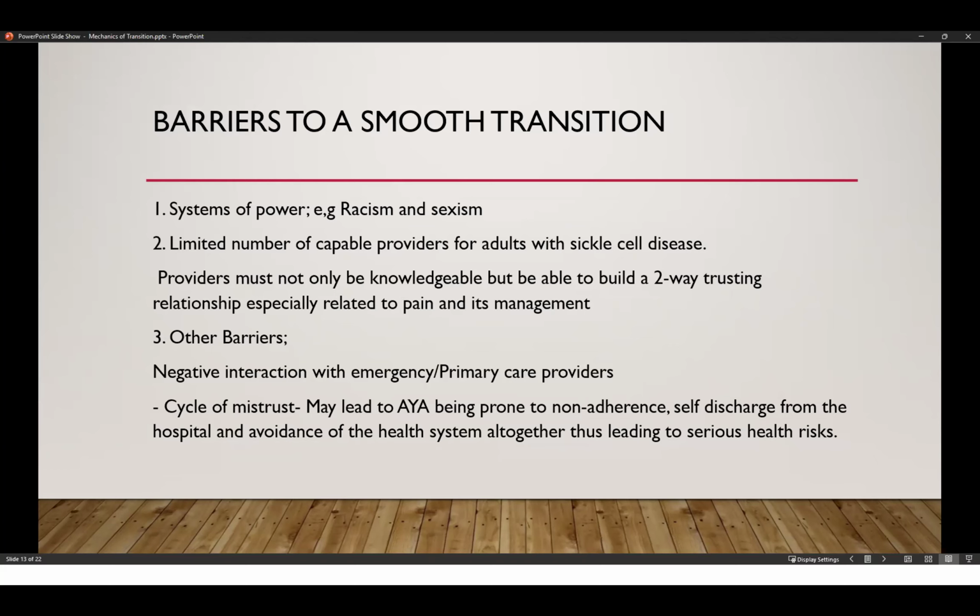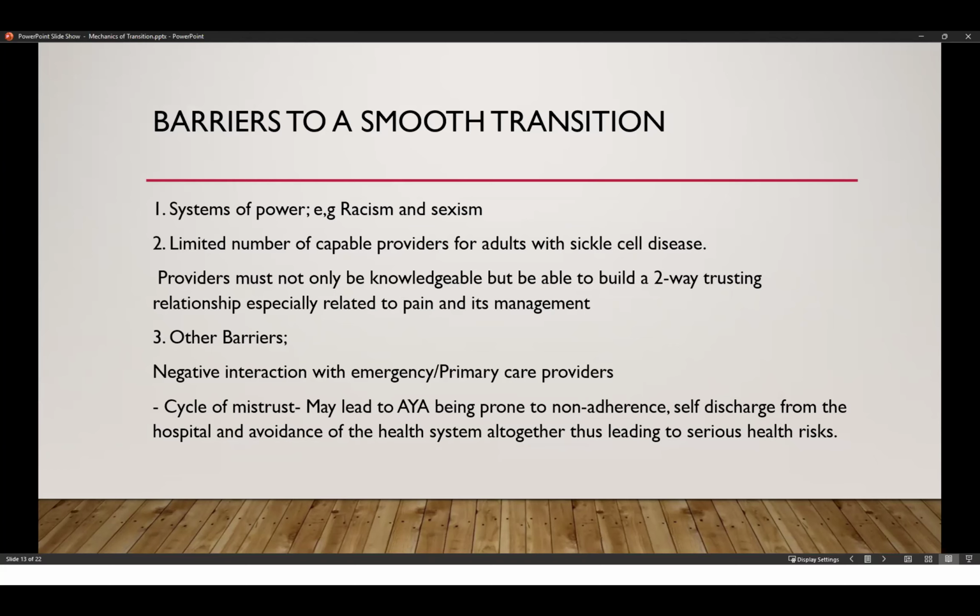And then limited number of capable providers for adults with sickle cell disease. And so we may have providers that have a lot of knowledge about sickle cell, but are they ready to build that trust that is needed in order to have a successful patient relationship where they can discuss their pain and their management freely with the provider? So all these things are limited, mainly because sickle cell disease management is complex, and there are a lot of providers that may not want to be involved in this, and so it causes a barrier to a smooth transition.